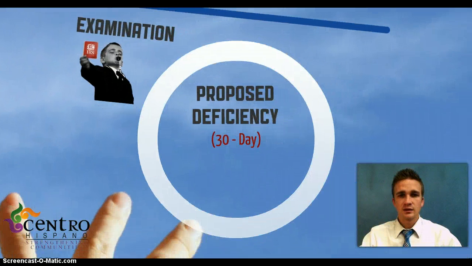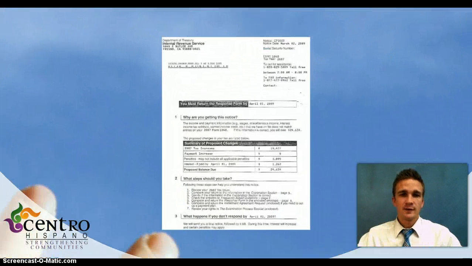So here's just an example of an automated underreporter notice, a CP 2000 notice with the IRS. Basically they're saying, okay, here's this income that was reported to us, maybe a 1099 miscellaneous, and it wasn't reported on your return, so there's a discrepancy, and based on the new calculations that we've come up with after adding that income to your return, this is the amount that you owe us.